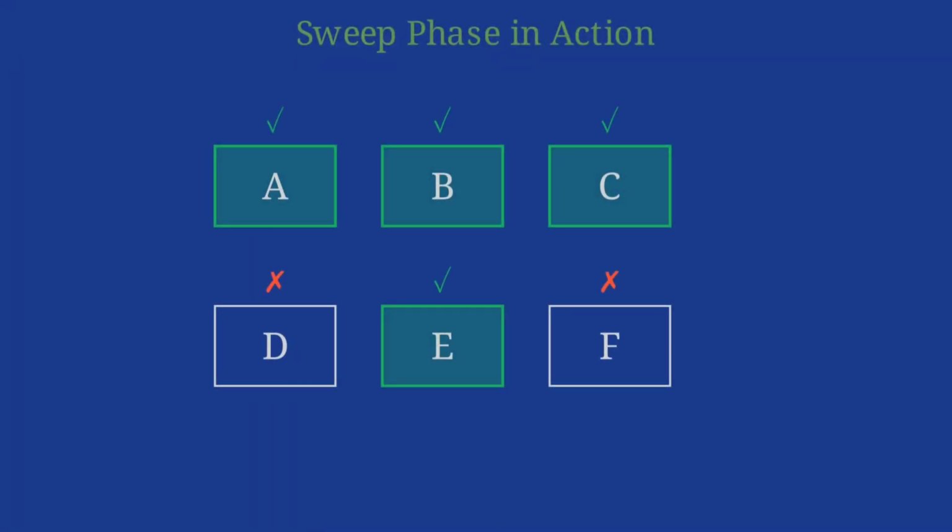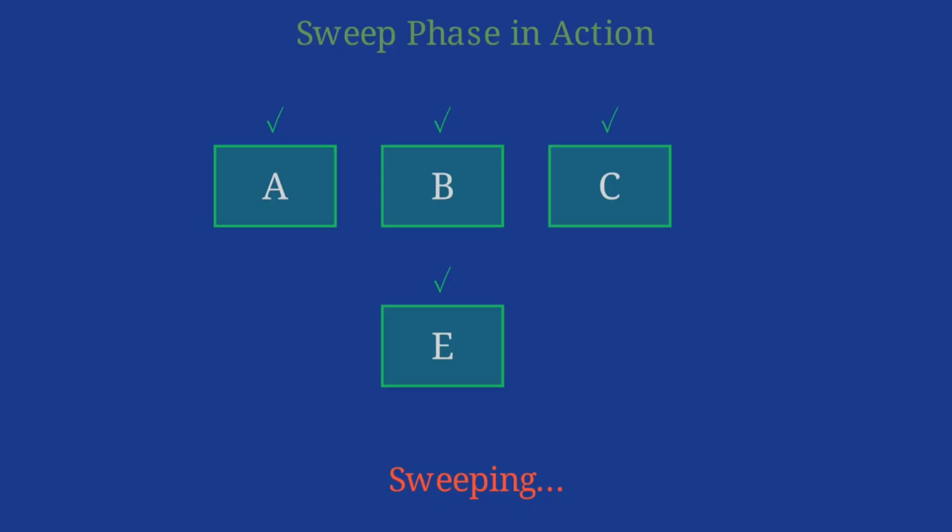Let's visualize the sweep phase in action. Here's our heap after the mark phase. Objects A, B, C, and E are marked with check marks. Objects D and F have no marks. The collector begins sweeping through memory. It scans and encounters unmarked object D. It frees D's memory, removing it from the heap. It continues scanning and encounters unmarked object F. It frees F's memory as well. The marked objects remain. The collector clears their marks to prepare for the next collection cycle.